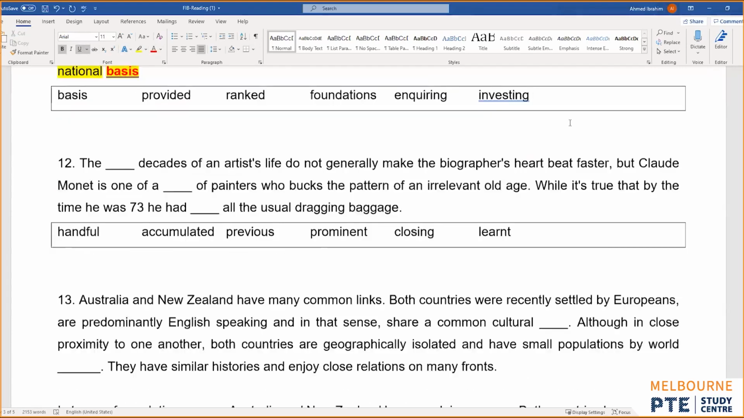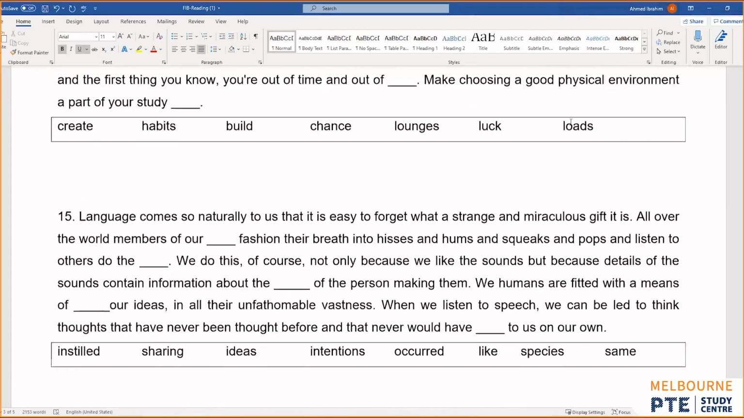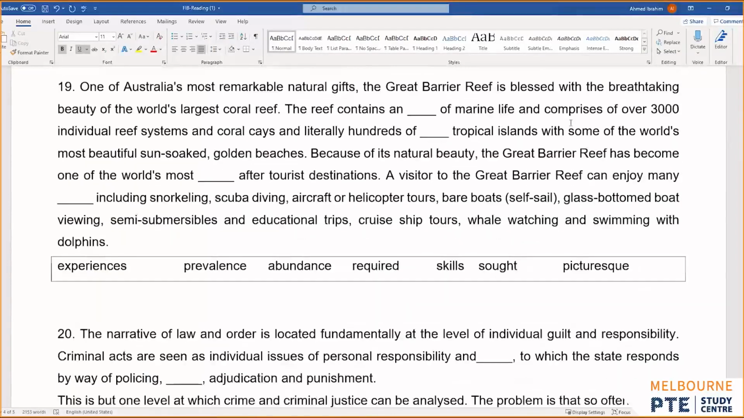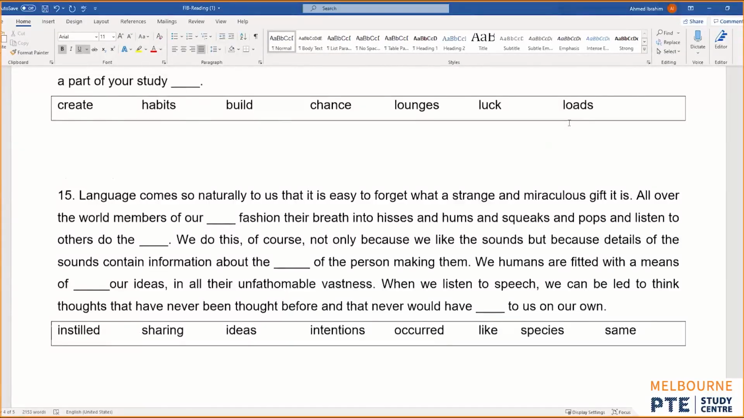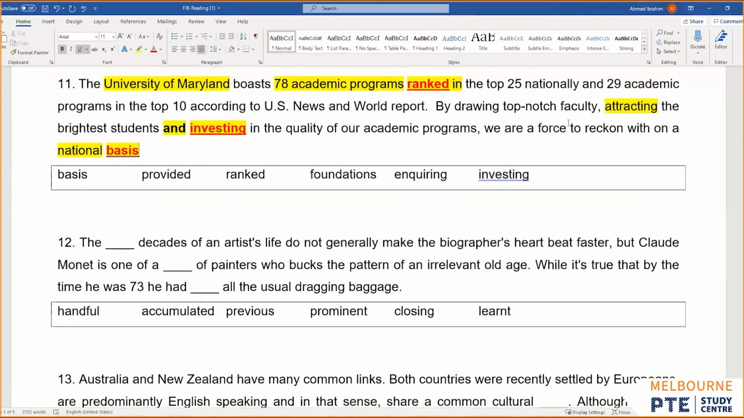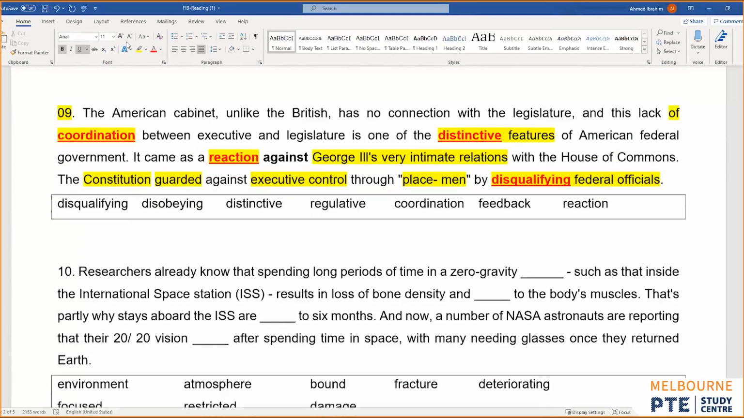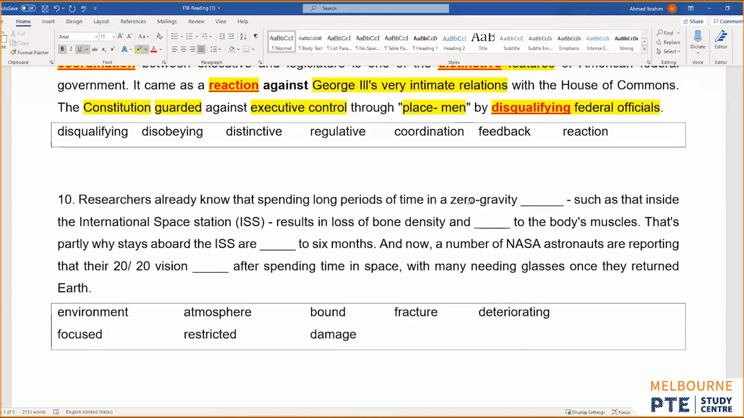All right. Now, yeah, let's have a look at this one last question and then we will do reading and writing, fill in the blanks.